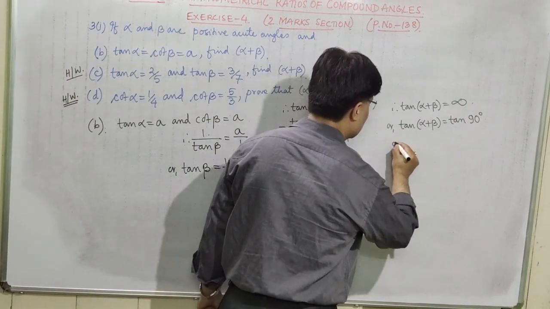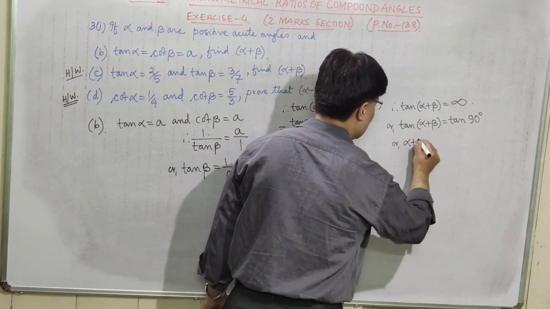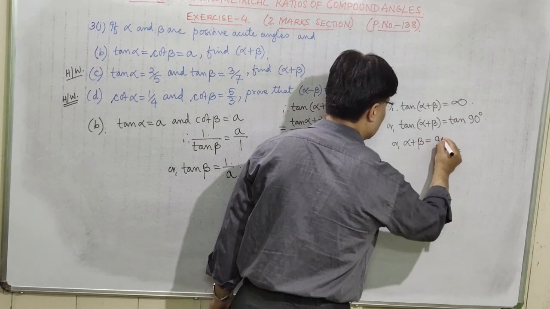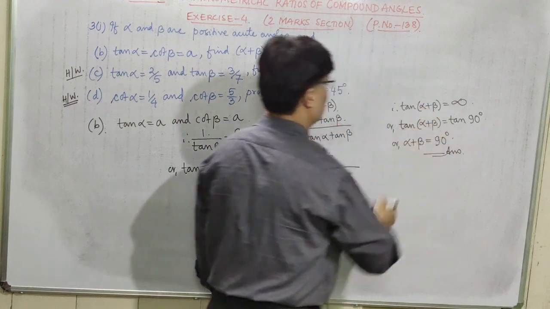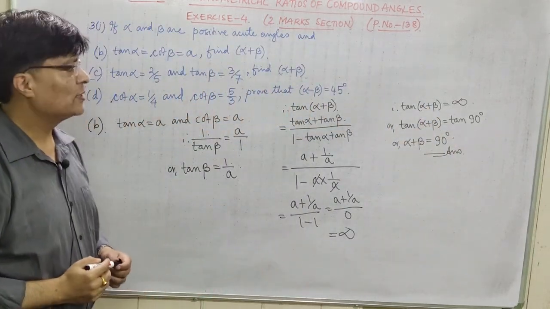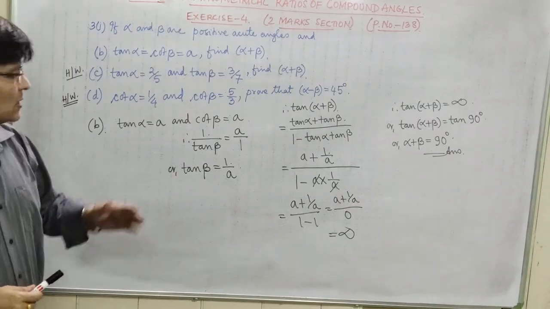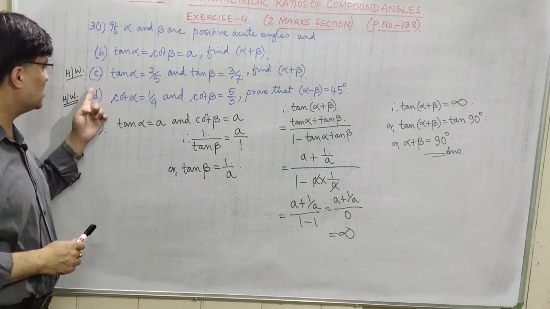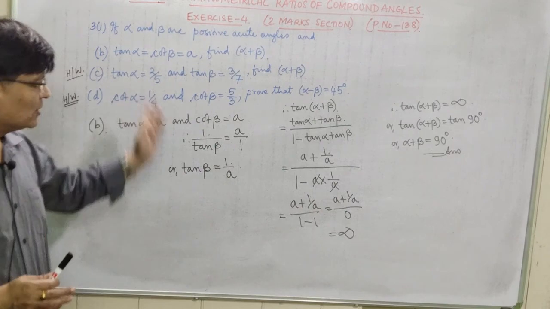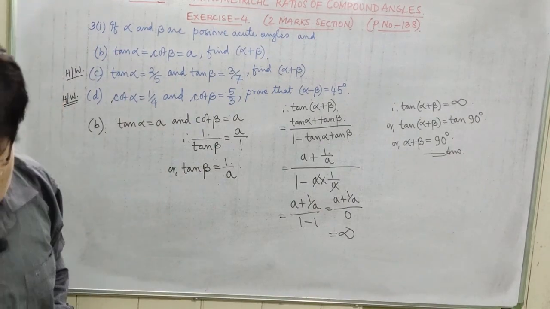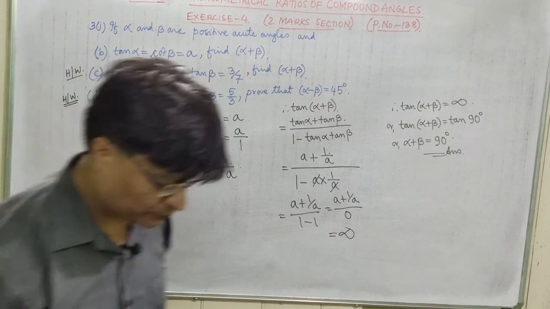From both the sides you can cancel tan. So what do we get? Alpha plus beta is equal to 90 degree. So this is your answer. I think you have understood it. Similarly, you can do numbers C and D at home. So these are your homework. Okay, you can copy it. Now we'll do the next question.